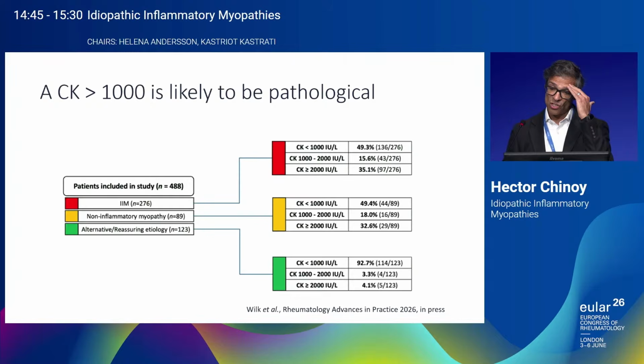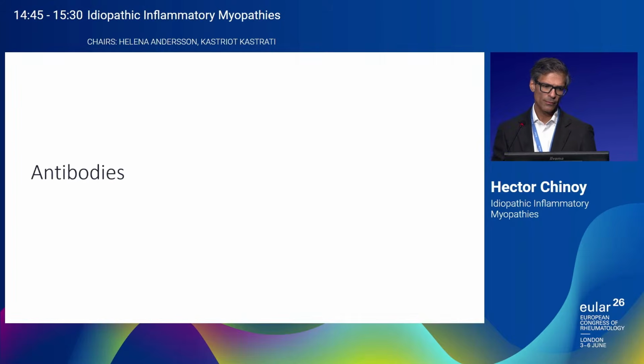And the conclusion we came to was it was difficult to differentiate between IIM and non-IIM myopathy based on the CK alone. But the majority of patients who had a CK less than 1,000 were compartmentalized into this alternative reassuring group. So it could be you've still got a CK less than 1,000 and you've got IIM, but if you've got a CK greater than 1,000, it's likely to be pathological in some description. Okay, let's move on to antibodies now.